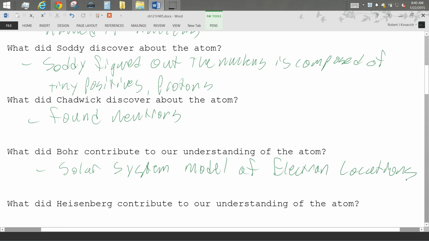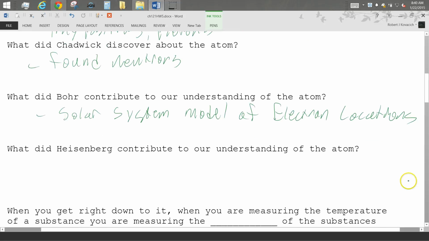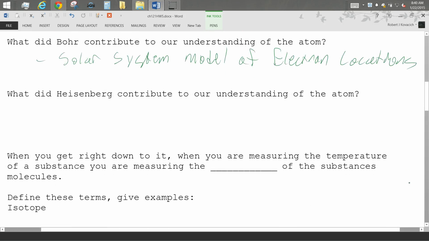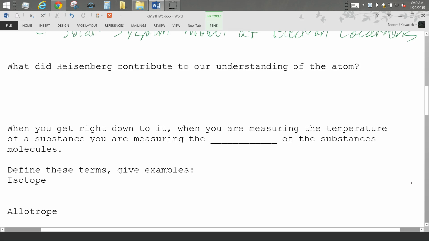He came up with the solar system looking model of the position of the electrons, which is okay to think about in some respects, but in a lot of ways it's incorrect. And how about Heisenberg? Found that the orbits aren't exactly the same. Yeah, they don't look like the elliptical orbits of a solar system.